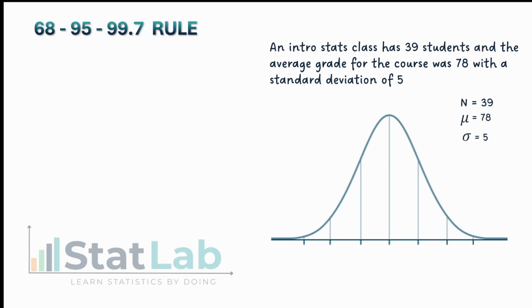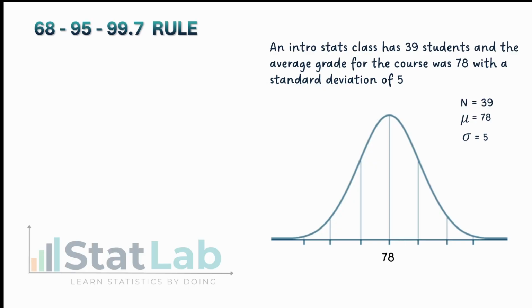Now, you'll notice at the bottom of the graph, I removed our numbers. I took away our minus 1, plus 1, etc. That's because we're going to replace it with actual values from our question. So we know the mean goes in the middle, so we can throw our 78 right there. Now, we also know that a standard deviation is 5.